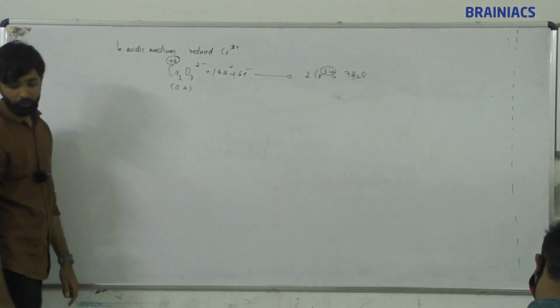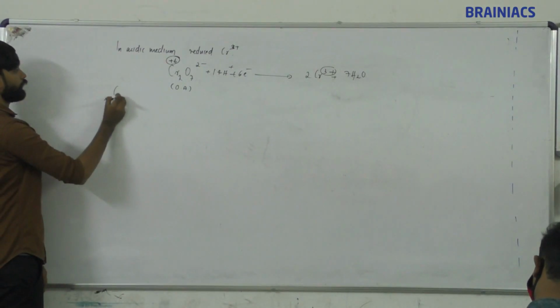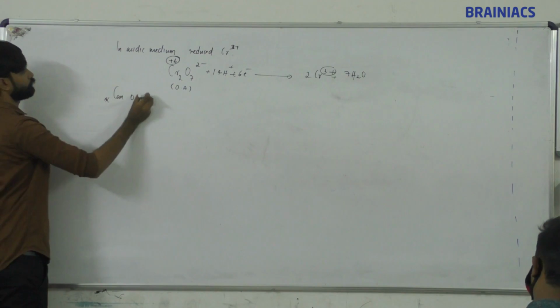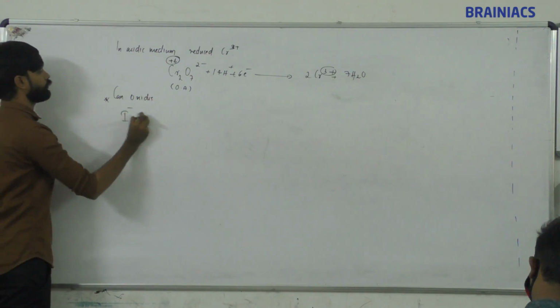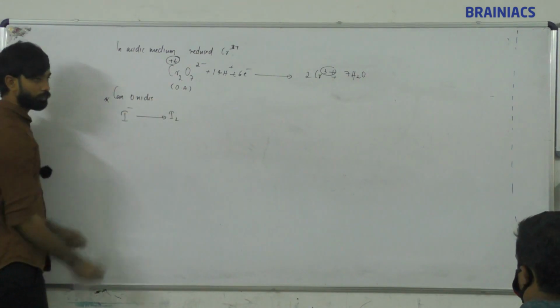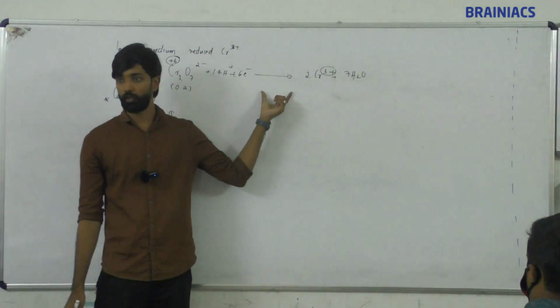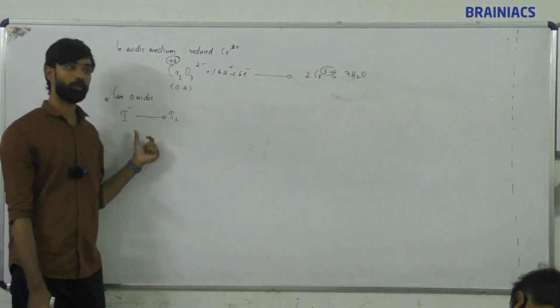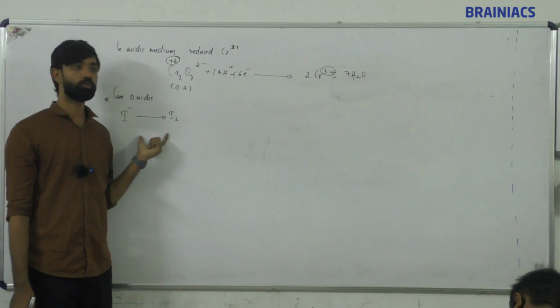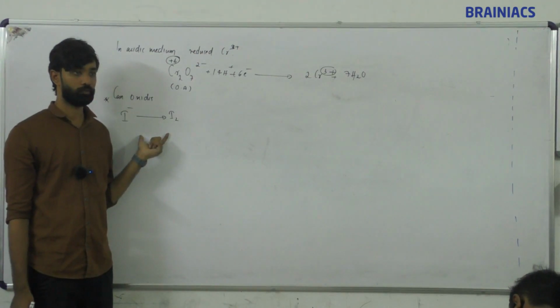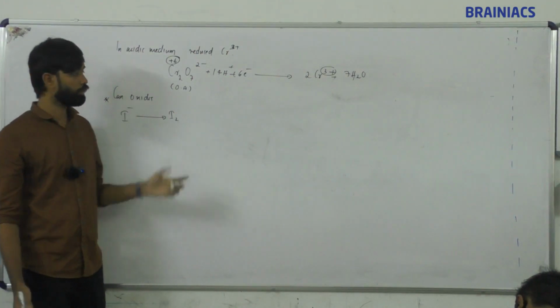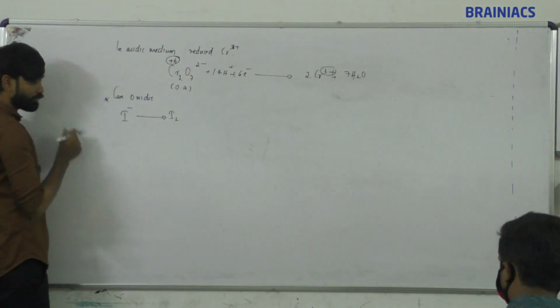And it can oxidize I minus to I2. This is a half reaction of dichromate. It can oxidize I minus to I2. And you know how to solve a half reaction, and that is discussed in redox reactions.